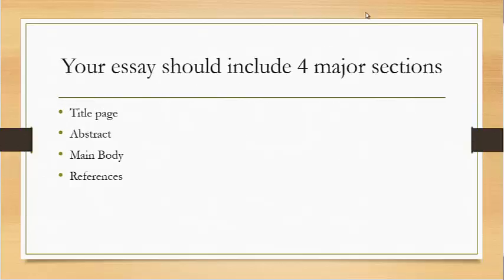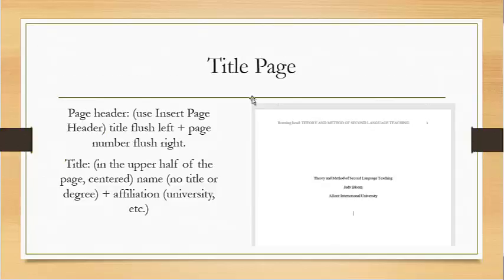Your essay needs to include 4 major sections. That includes the title page, the abstract on the second page, which is a brief summary of your dissertation, the main body of your report or study, and your reference page. On your title page, which you can see here, it needs to include the page header, which starts with the running head, and then after that, in all caps, your title or a shortened title of your dissertation, and the page number, of course, again.